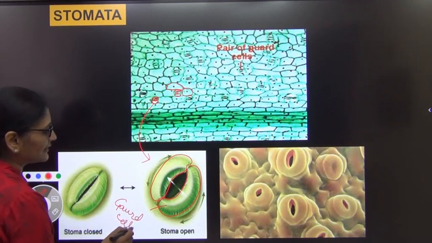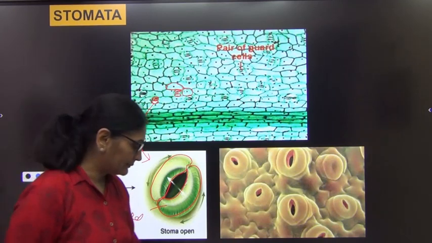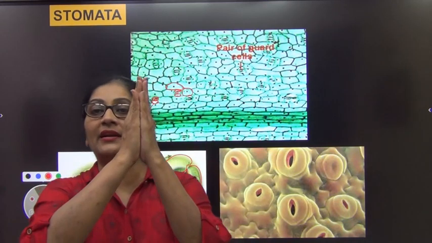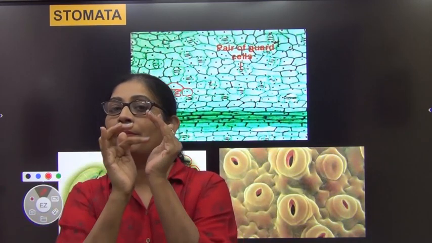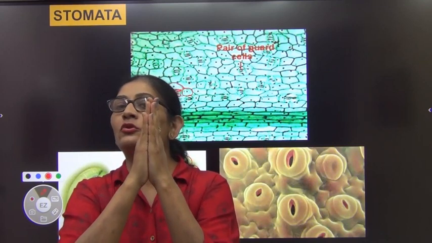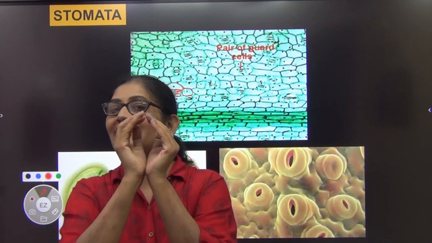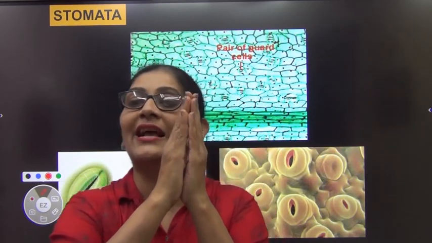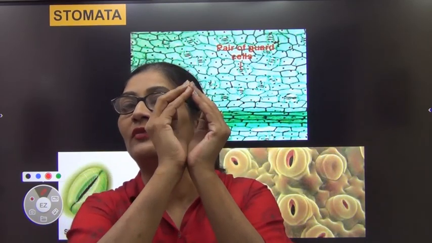Now, when the guard cells are apart, then a gap is formed. This is my guard cell. When the guard cells are apart, then a gap is formed. This is called stoma or stomata. And when they come close to each other, there is no gap. So this gap is not a permanent structure. It is actually a structure formed due to the movement of the guard cells.